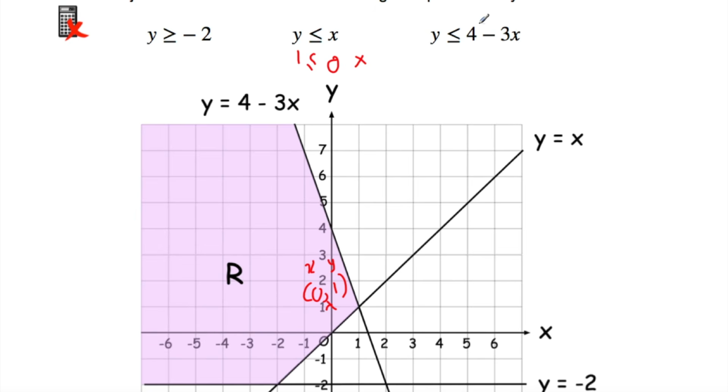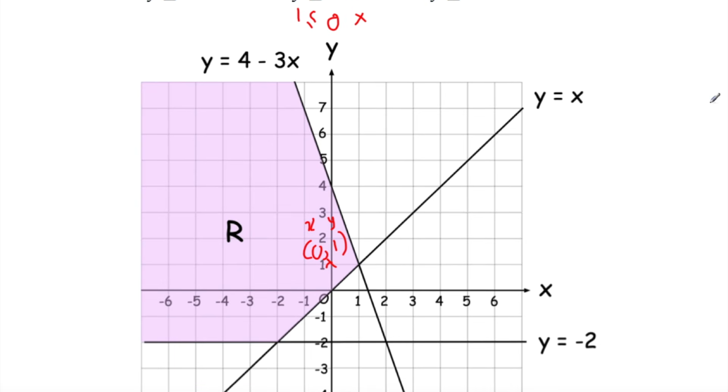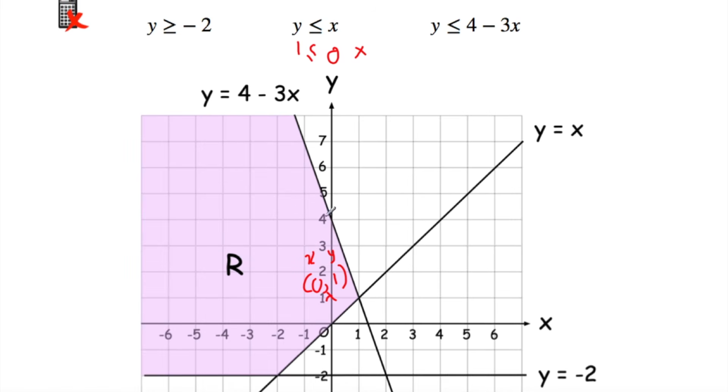y is less than or equal to 4 subtract 3x. So has he drawn the right line? So it has a y-intercept of 4. Yep. It's got a gradient of -3. So let's just check that. Across 1, down 3, across 1, down 3. Yep. So that's the right line.